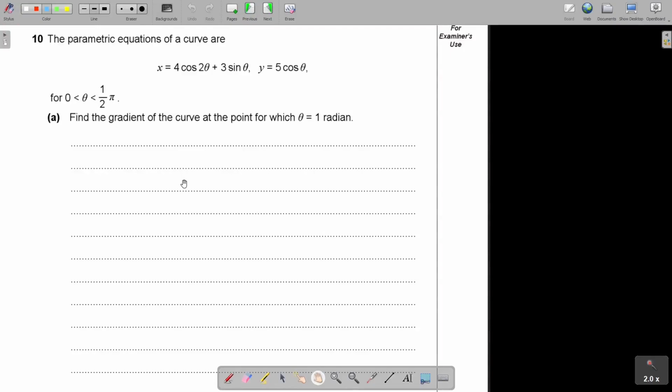Question number 10. The parametric equations of a curve are x equals this, y equals this, and theta is between 0 and a half pi. So already it's all in radians. So your calculator at the end must be in radians. Find the gradient of the curve at the point where theta is equal to 1 radian.